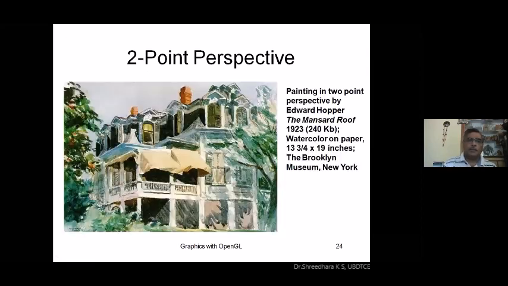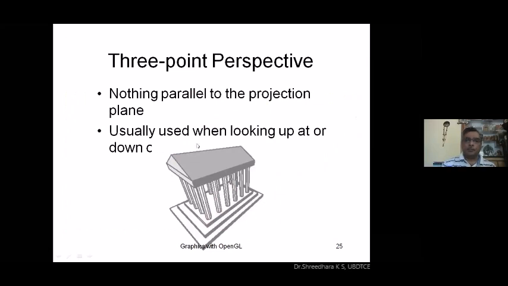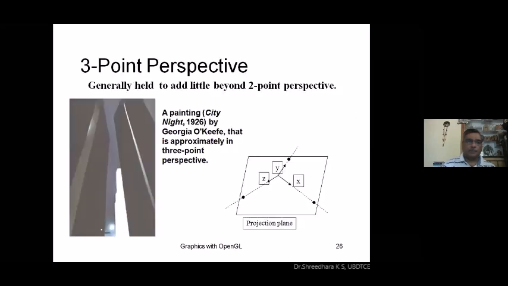And the third one, that is 3-point perspective, nothing is parallel to the projection plane. If you observe, none of these is parallel to our projection plane. That's why it looks different. Usually used when looking up at or down at an object, this type of output will come. Example, 3-point perspective. If you observe this picture, it is observed from 3-point perspective, generally held to add little beyond 2-point perspective. If you want to do it, then we are going to make use of this concept.